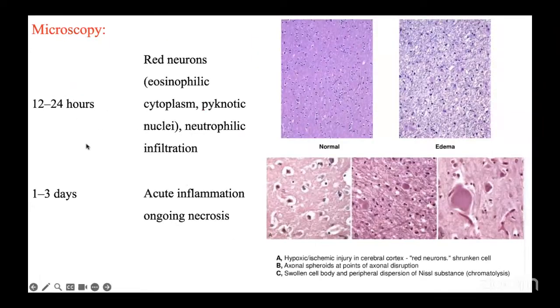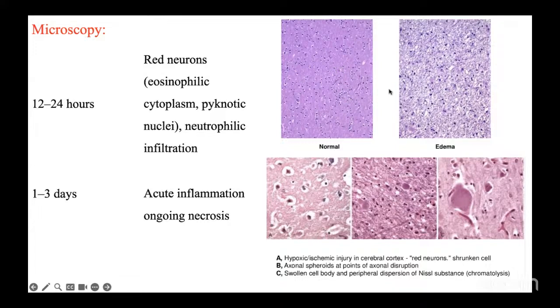Then we come to the microscopy. In 12 to 24 hours, we can see some red neurons. I'll explain the images step by step. The first is the normal brain. Here we can see the evenly distributed pink-colored homogeneous brain matter.